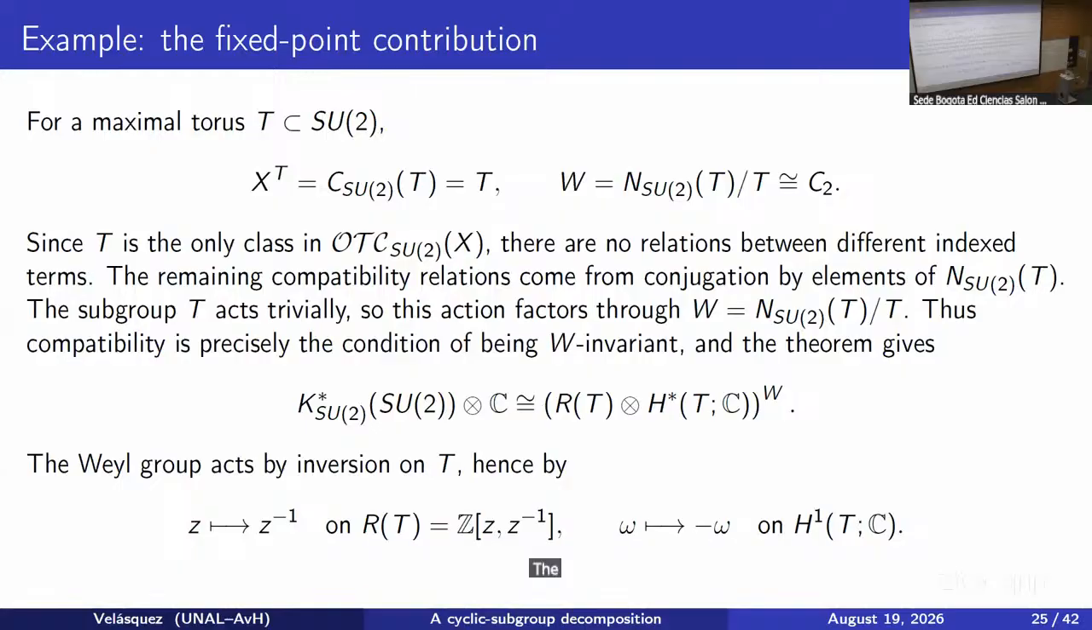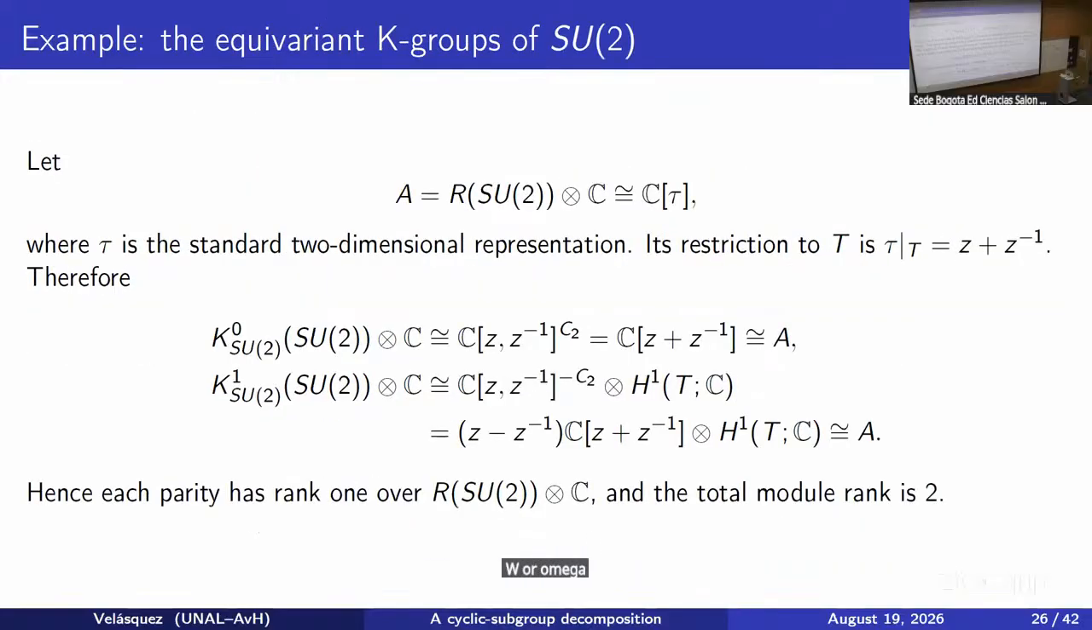The Weyl group acts by inversion on T, then on the representation ring the action is just sending an element to its inverse, and in the cohomology mapping omega to minus omega. We can compute the invariants, but the result is that the K-theory has rank 2 in degrees 0 and 1. Okay.